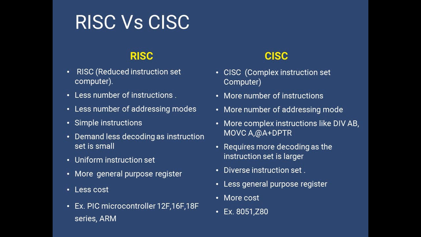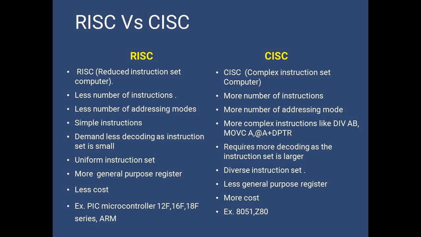Now in RISC microcontrollers, the instructions are very simple to understand. Whereas in CISC microcontrollers we have more complex instructions like div AB that we have seen in 8051. This div AB can perform a division of A divided by B, or we can even access an external memory directly from the microcontroller, which is not possible in RISC microcontrollers. So a complex task cannot be performed directly in a RISC microcontroller. To perform a complex task in a RISC microcontroller, we have to develop a separate program.